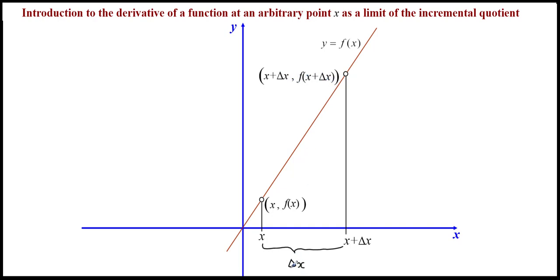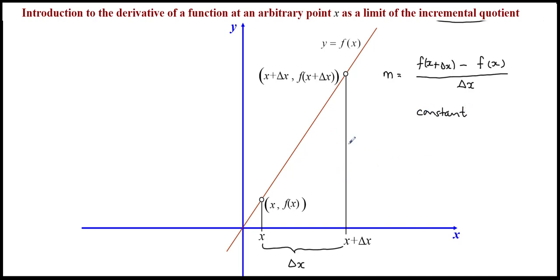This symbol is pronounced as delta. To get the gradient, we all know that we say m, the gradient, which is y2, this value here, which is f at x plus delta x minus f at x, all over x2 minus x1, which is the difference, delta x. That is what we're going to write there, and this is what we call the incremental quotient. So we're going to introduce the derivative of a function as an incremental quotient. For a line, we all know that this gradient is given as a constant number.